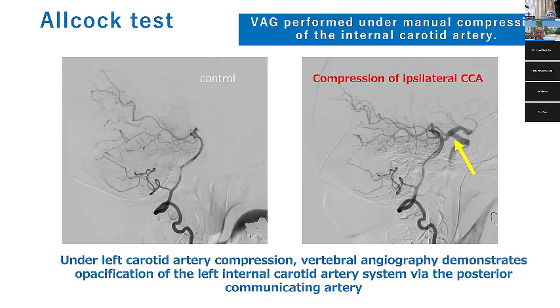The Alcock test is also important, which is vertebral angiography with manual compression of the internal carotid artery. In this slide, on left carotid artery compression, vertebral angiography demonstrates opacification of the left internal carotid artery here via the posterior communicating artery. So in this case, the posterior communicating artery is functional and patent, and that can supply enough blood to the anterior circulation from the vertebral artery during compression and occlusion of the ICA.